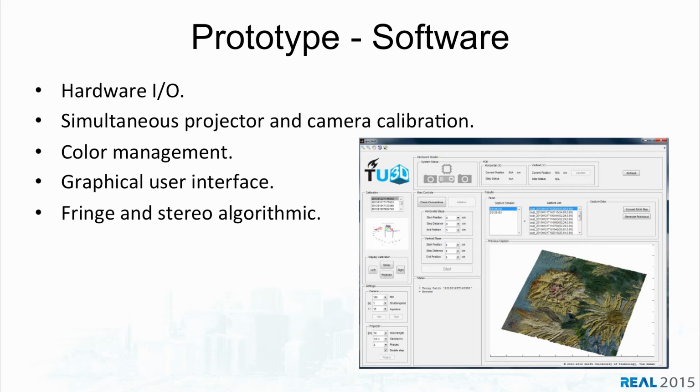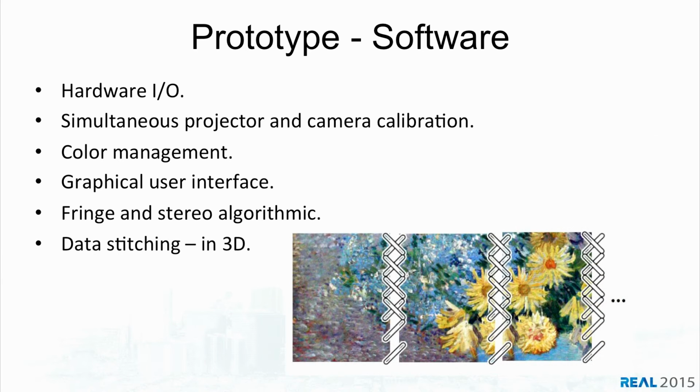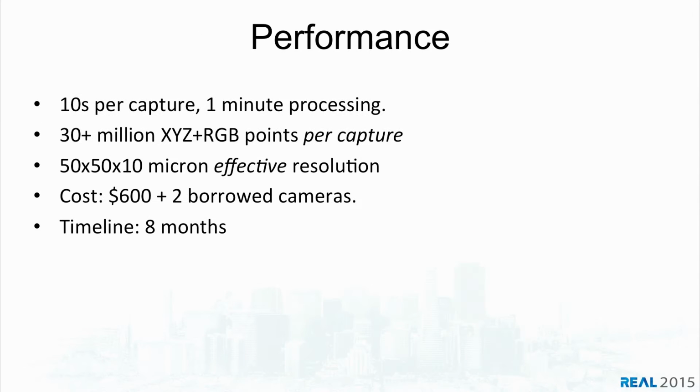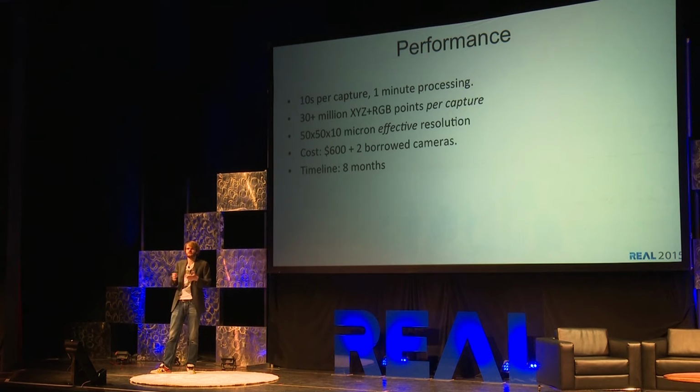Anyway, and then we need to implement, of course, the fringe and stereo algorithmics as well. And, of course, the data stitching is what we solved as well. So the performance eventually, it takes around 10 seconds per capture. It takes around six captures. The processing time is only 1 minute because if you've written it out and you make it into a good program, then this labeling and this triangulation procedure is really very trivial.